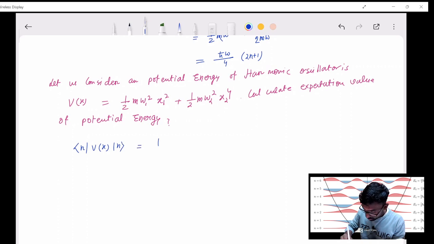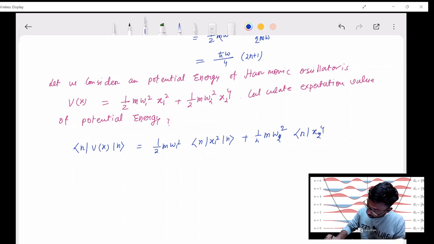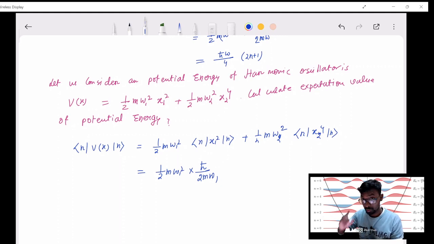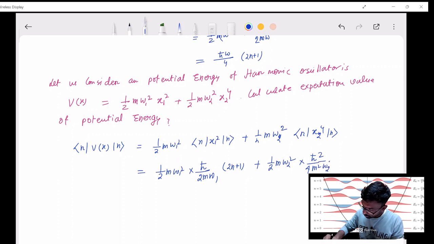This is equal to half of m omega 1 square <n|x1 square|n> plus half of m omega 2 square <n|x2 to the power 4|n>, which is half of m omega 1 square into ħ upon 2m omega 1 (2n plus 1), plus m omega 2 square into ħ square upon 4m square omega 2 square, times (6n square plus 6n).